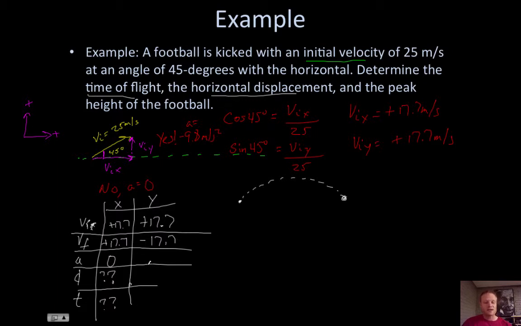Is there an acceleration in the y direction? There is. It's negative 9.8 meters per second squared. The peak height of the football is the d in the y direction, the displacement in the y direction. So like if this is the ground, if you will, we want to know what is the peak height here. Okay, that's y. So we want to know that. So that's something I'm going to put question marks for. And then time is just universal. We want to know it because time is the same in the x and y direction.